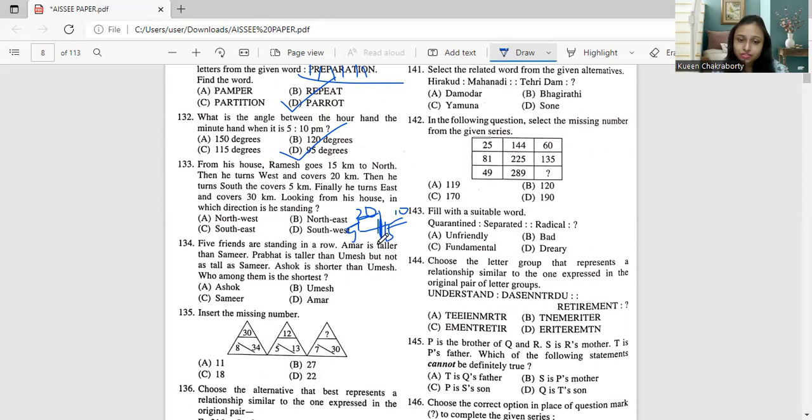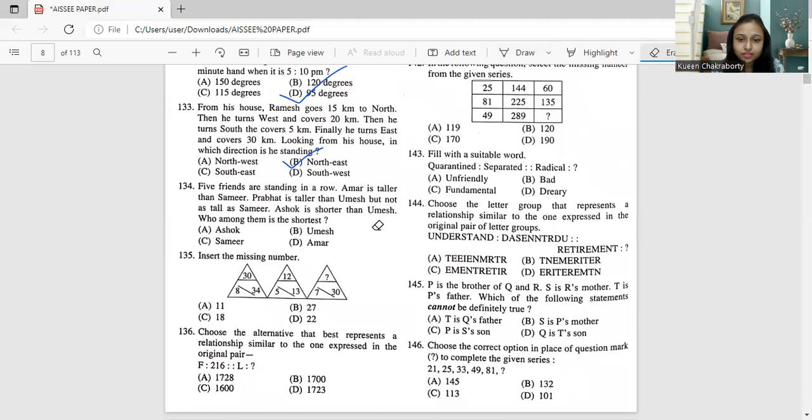So his house is here. So that is northeast, right? He is standing in the northeast direction because his house is here and he is here. So this is north, that is above, and this is east. So he is standing in the northeast direction of his house. So we will mark option B as the correct answer. Next, coming to question 134.